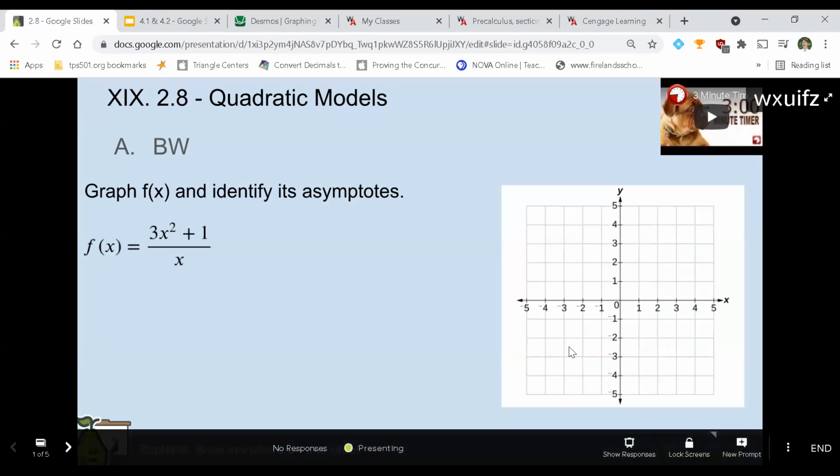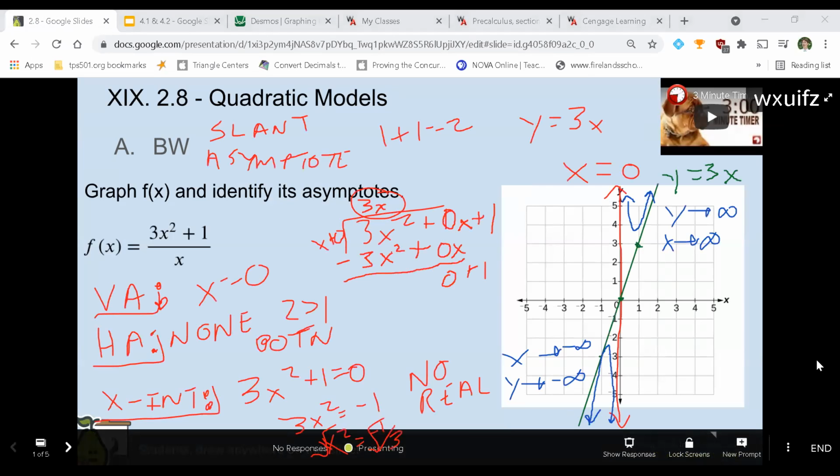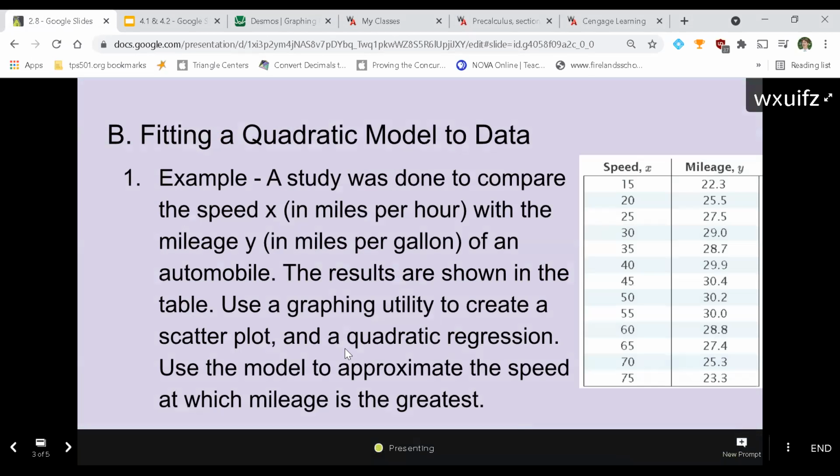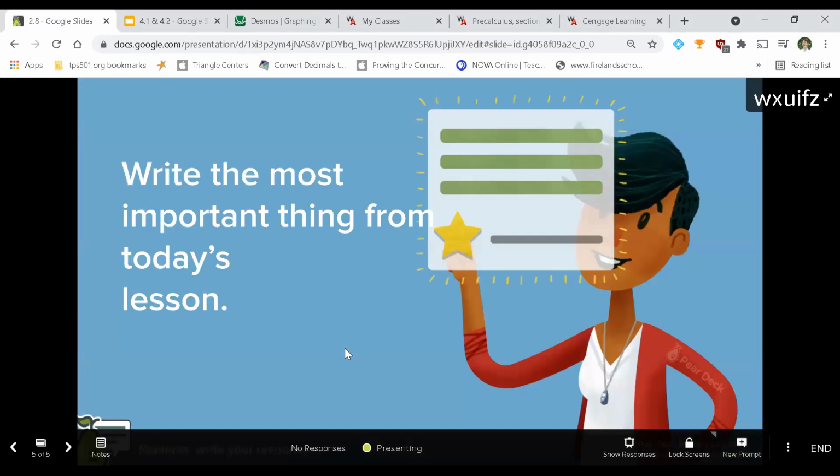Yay. All right, questions on the bell work? All right, what we're doing today is quadratic models, which is easy peasy lemon squeezy actually. We're going to use scatter plots and a graph to find quadratic models and then choose models that best fit the data. I will show you how to do that, and then you'll do that, and then we're done.